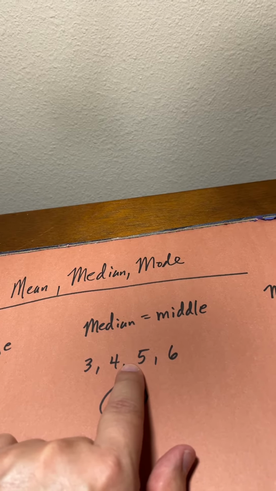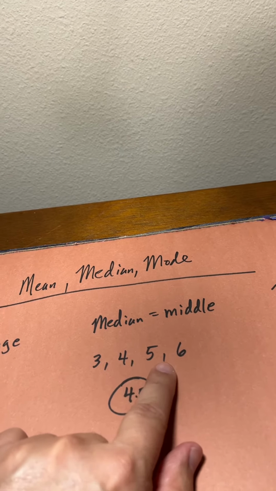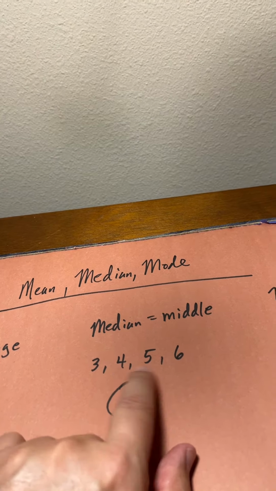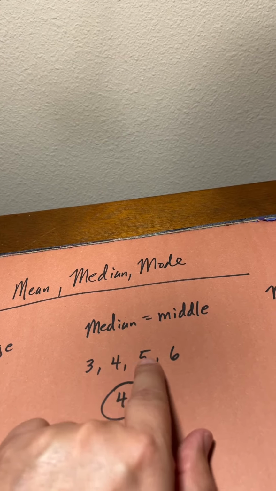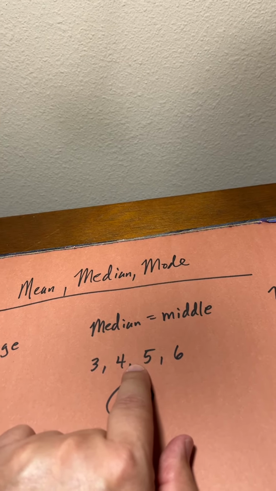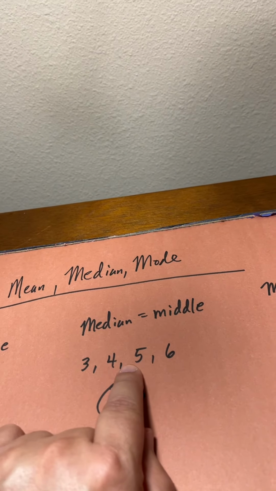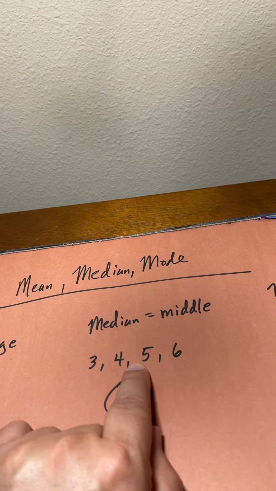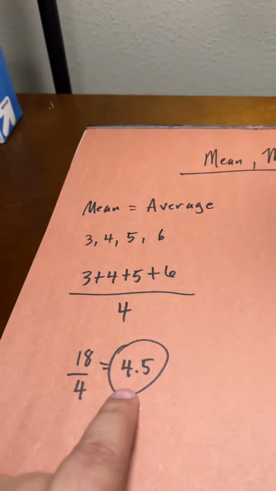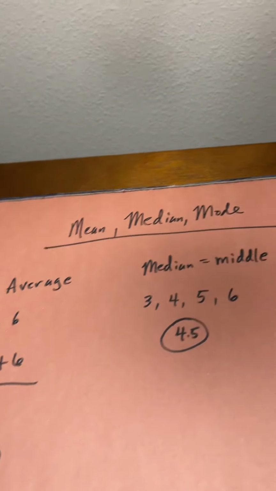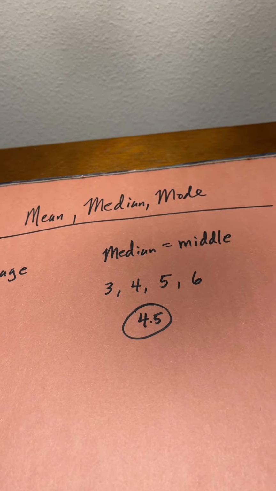So if you have an odd number of numbers, then there will be a middle. But notice in this case, we only have 4 numbers, so there really isn't a number in the middle. There's 2 over here, 2 over there. In this case, you add the 2 that are in the middle and divide by 2. In other words, you find the average of the 2 that are in the middle. So this is on the end, this is on the end. These two, 4 and 5, are in the middle, and 4 plus 5 is 9. 9 divided by 2 is 4.5. So in this case, the median and the mean are the same number, but that's not always true. It just is true in this particular set of numbers.